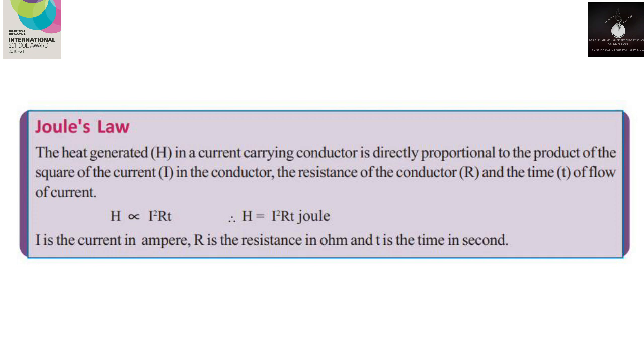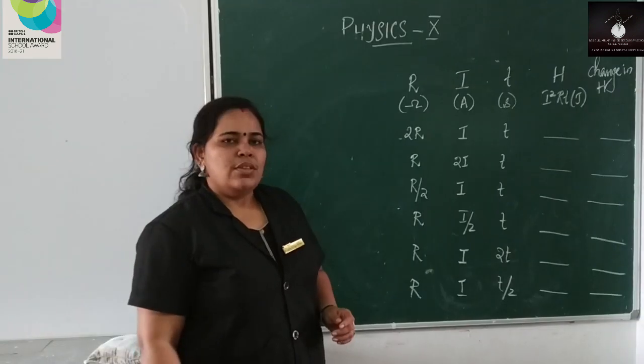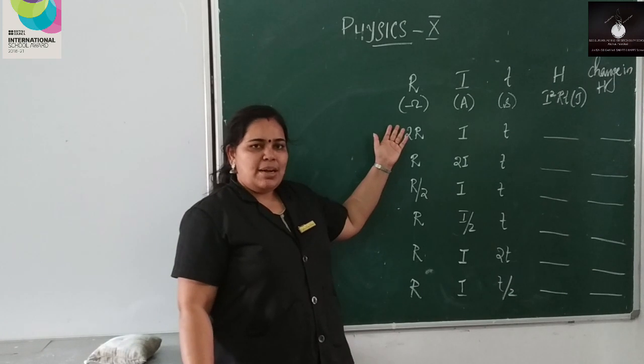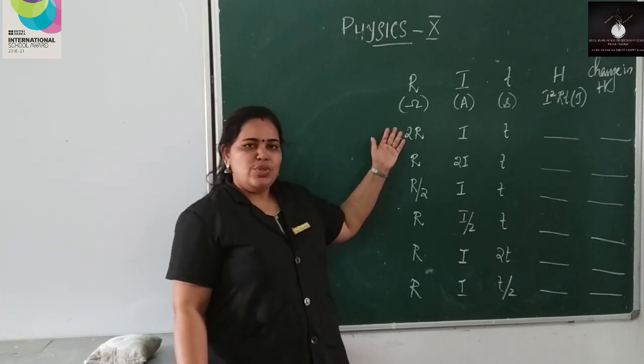What is the unit of current? Yes, unit of current is ampere, resistance is ohm, and time is second. H is equal to I square RT. So, now let's complete this table on the basis of Joule's law.